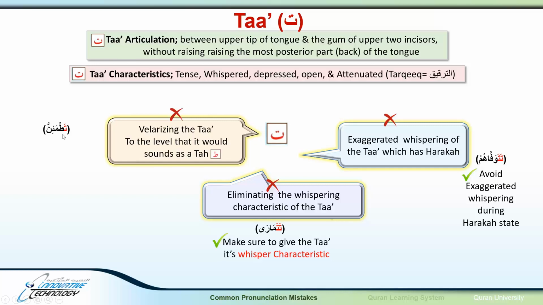The right way of pronouncing it is تطمئن, tatma'in, a clear ta and a clear tah. The first one is not velarized, it's attenuated. The second one, which is the tah, is actually velarized. So you should keep the ta attenuated and you shouldn't mix it with the tah.